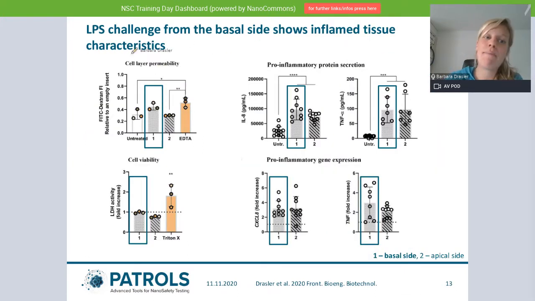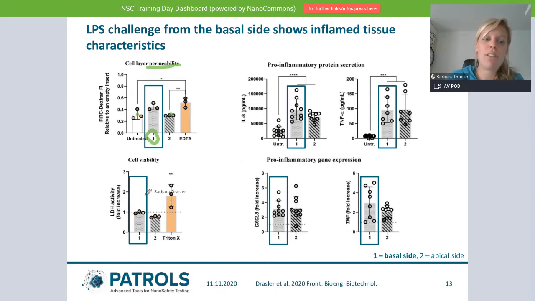And then also, as I mentioned, we can use cell permeability assays. So here we use the labeled dextran. And we can see where LPS is applied in the basal site, this is marked with 1, that the effect on cell layer permeability was comparable to the one where we use EDTA as a positive control. Whereas when we applied LPS apically, this was much more similar to untreated cells.